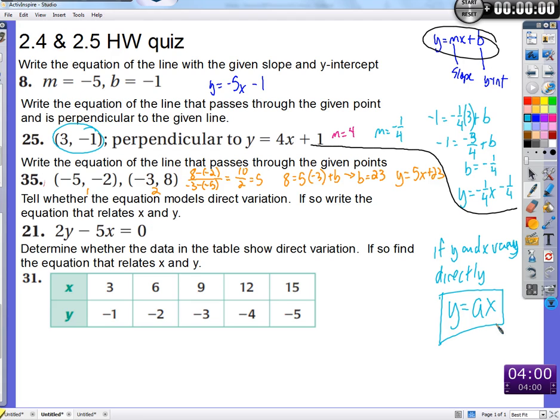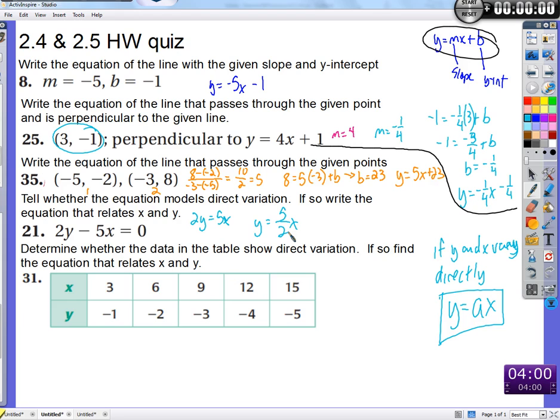Could we try and write it like this? Get y by itself. How do we get y by itself? Plus 5x, 2y equals 5x. 5 by 2, y equals 5 halves x.